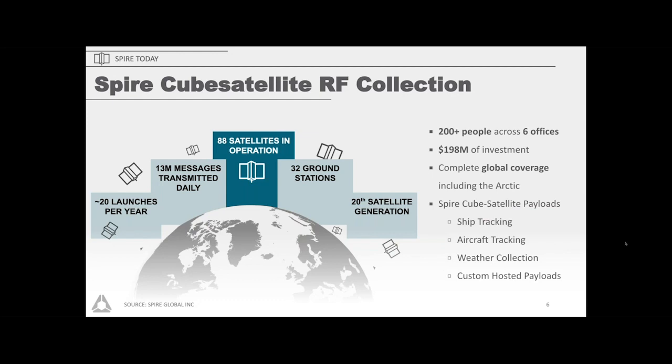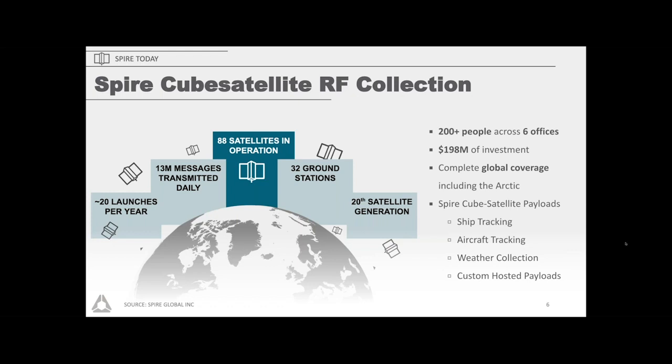So Spire is a data and analytics company, and we collect RF data from space to solve problems on Earth. So we do that by owning and operating one of the largest Cubesatellite constellations in the world. So we currently have 88 Cubesatellites in operation, and those satellites are supported by 32 ground stations around the world that we also own and operate in-house. And our 88 satellites are in various orbits, which gives us completely global coverage, including over the poles.